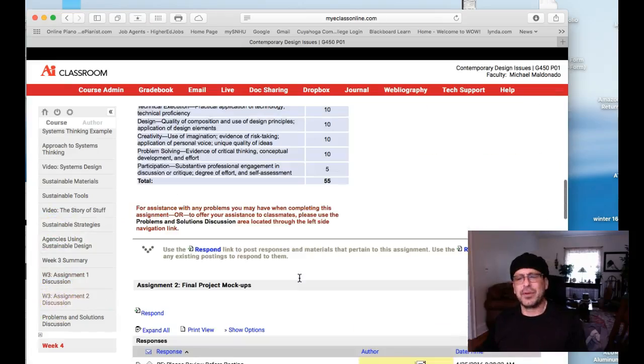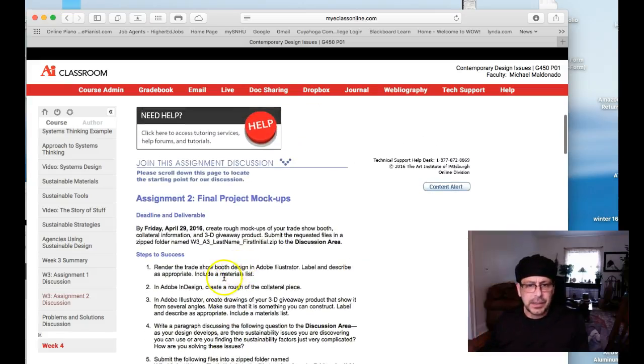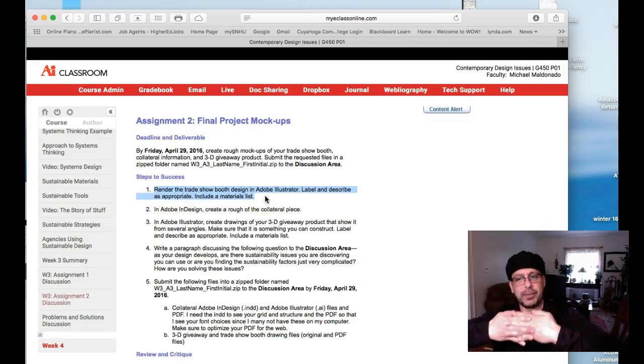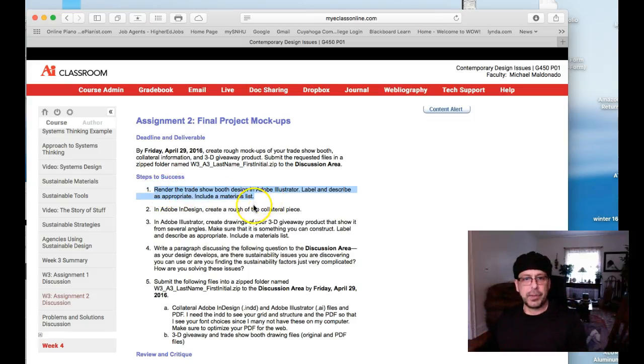mock-ups. I think a lot of students miss this requirement right here. Label and describe as appropriate and include in a materials list. So since this, folks, let me show you how project specs work. And this is straight into a design studio as well. So if you have a piece of information that's included with another piece of information within the same heading, those are going to be very tightly related. So in other words, you have render a trade show booth design in Adobe Illustrator, label and describe as appropriate, include a materials list.